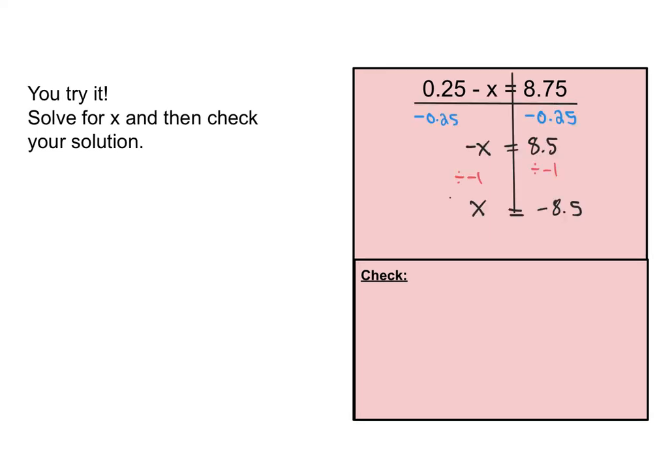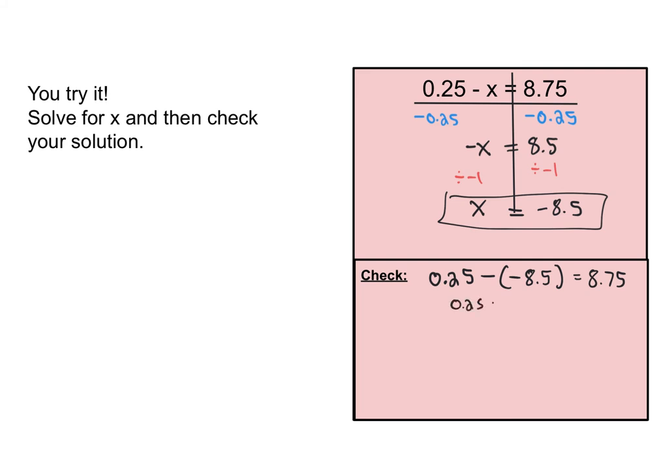So my value for x is negative 8.5. Gonna do my check. Should look like this. And let's remember when we subtract negatives, we are actually adding to our overall value. So this could also look like 0.25 plus 8.5, which does equal 8.75. But you just want to keep going until you have that proof that 8.75 equals 8.75. So you correctly balanced your equation and you are done.